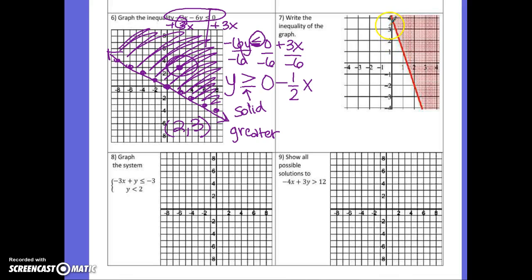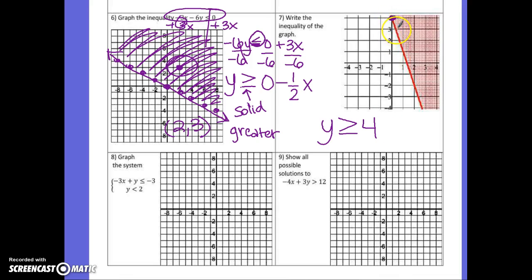Okay, number 7, write the inequality of the graph. Well, when I want to write the inequality, I'm going to have y, and I have a solid line here, so I'm going to put the equal to. The shading is above the line, so I know I'm going to have greater than or equal to. And then I need my slope and y-intercept. So where does it start on the y-axis? It starts at 4.